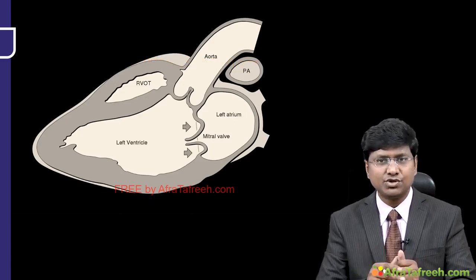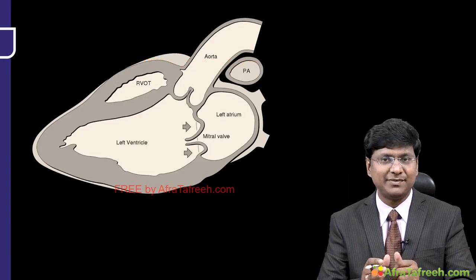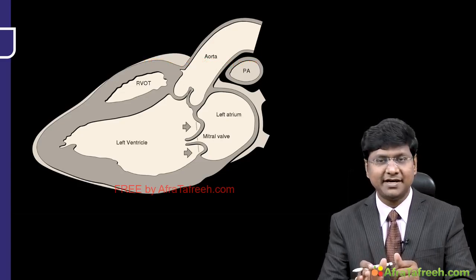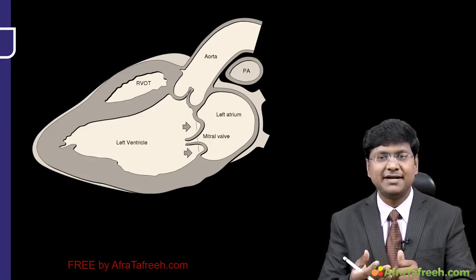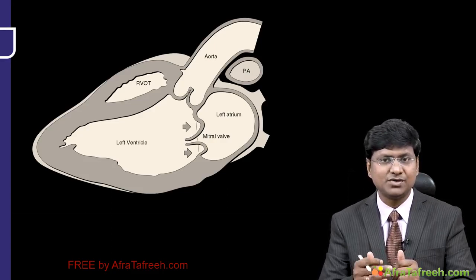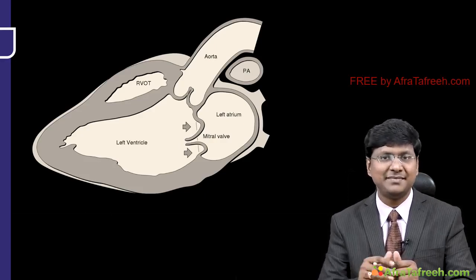Most of the times these patients with mitral valve prolapse are asymptomatic. And if at all they are symptomatic, the most common symptom will be palpitations. These palpitations are mainly because of the development of arrhythmias or ventricular premature contractions in patients with mitral valve prolapse.